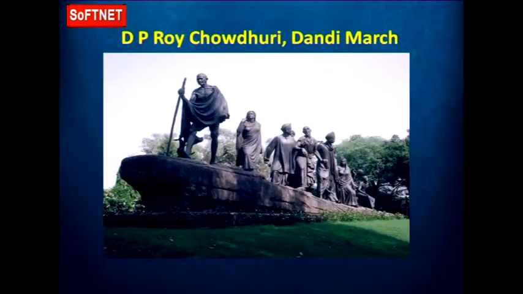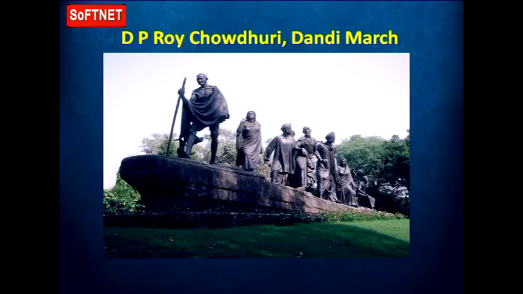Which is why it is called the lost wax method: you don't find the wax at the end of it. Wax gets evaporated. Wax gets lost. And you get a bronze sculpture at the end of it. This is an example of a bronze sculpture made by Devi Prasad Roy Chowdhury, commonly known as DP Roy Chowdhury. And this is the Dandi March.